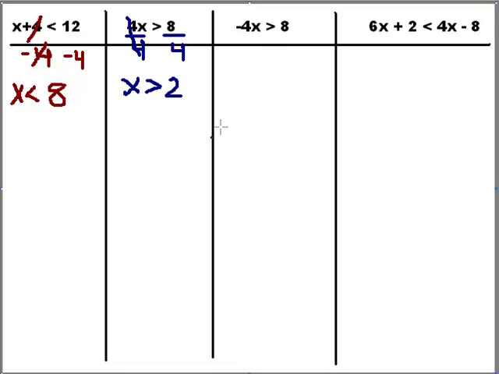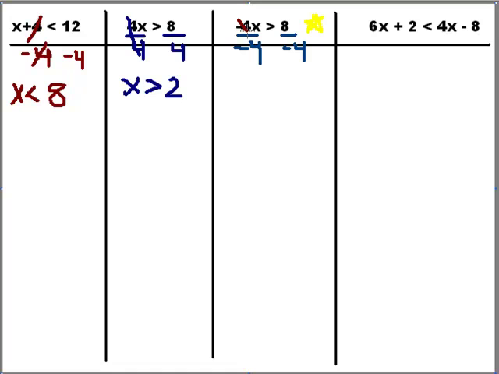For the next one, we have negative 4x greater than 8. So again, since the negative 4 is multiplied times the x, I do the inverse operation and I divide both sides by negative 4. But I have to remember that when I divide by a negative, I have to apply that golden rule of inequality, and I have to switch the inequality sign, flip it around the other direction.